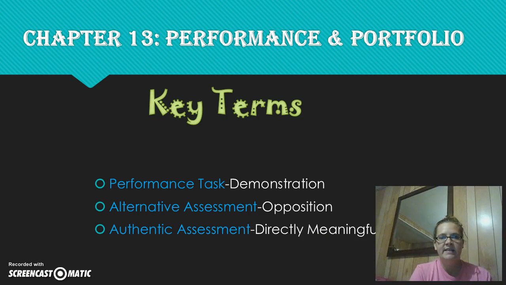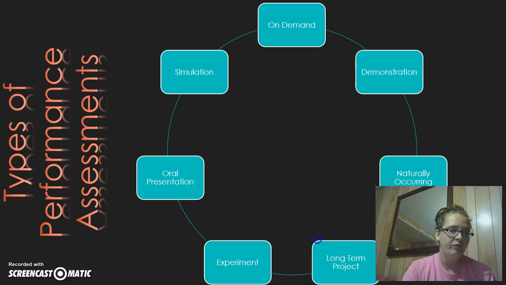So Chapter 13 discusses performance assessments and portfolios. Some important key terms from Chapter 13 are a performance task. This is an assessment activity requiring demonstration of achievement by the student. An alternative assessment is opposition to standardized achievement. This is opposition to multiple choice, true, false, and matching. And then an authentic assessment is directly meaningful to the student's education.